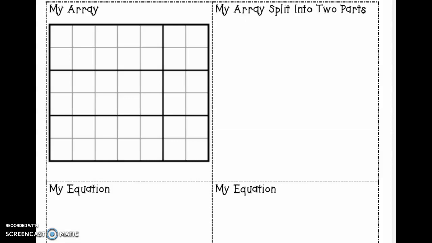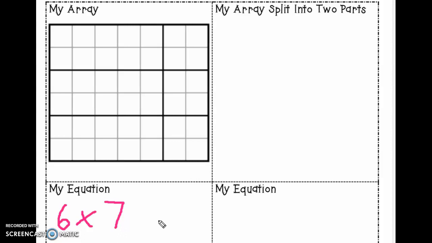What we have in front of us is an array, and we are going to write down the equation that represents this array. So this array is 1, 2, 3, 4, 5, 6 squares high. And let's count how wide it is. 1, 2, 3, 4, 5, 6, 7. And it is 7 tiles wide. So to find the area of this array, we would multiply 6 times 7, because that's how we find the area of rectangles and squares.